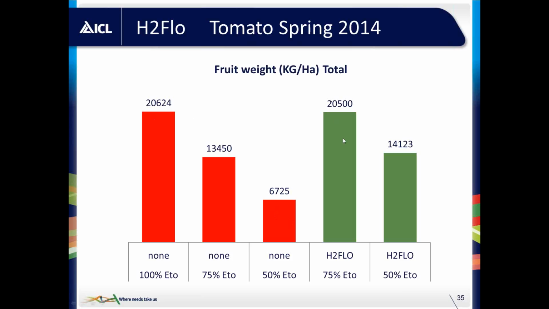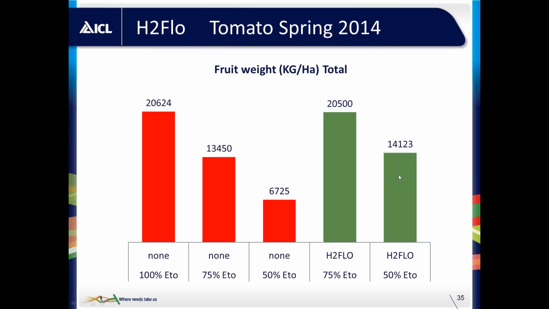However, if we move over and look at the H2Flo columns, you can see that with 75%, we've got very close, so statistically the same as the 100%. So there's a 25% saving in water, no real change in yield. The 50%, we didn't manage to maintain the full amount of yield, but you can see that there was a very large increase versus the untreated.